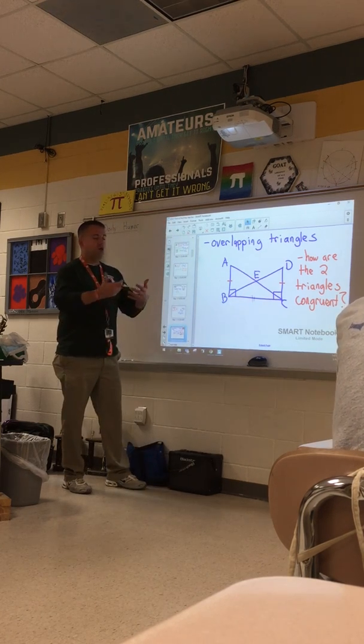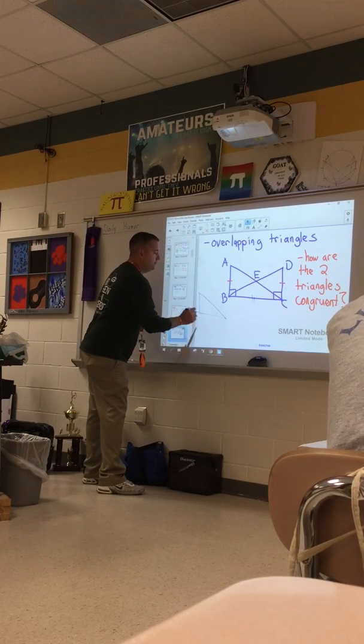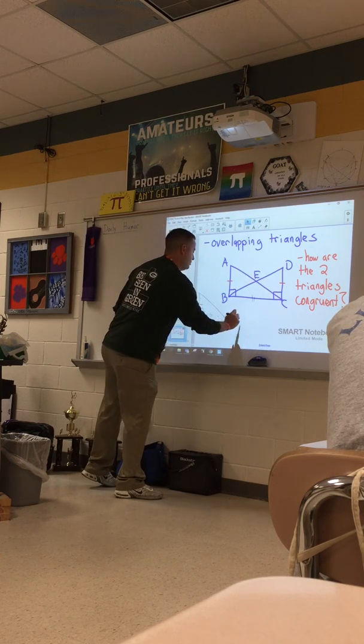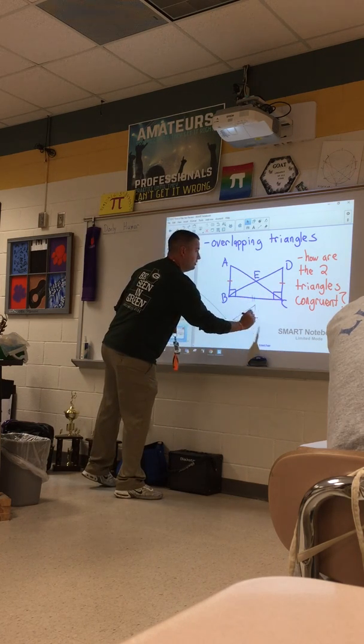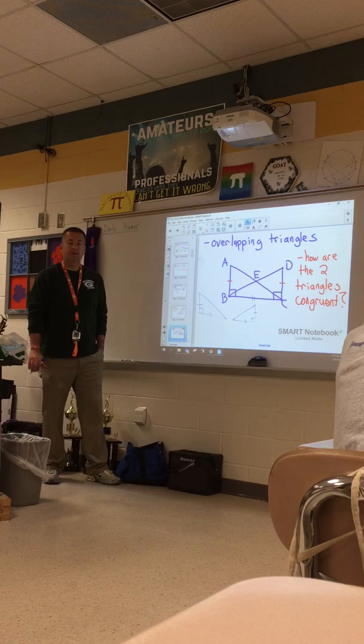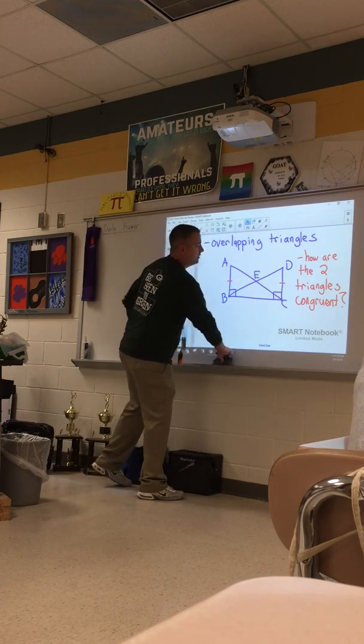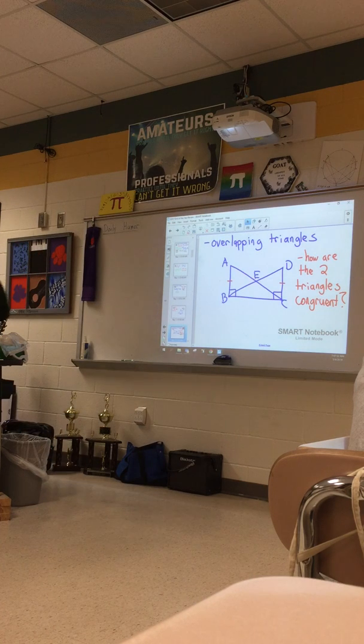Overlapping triangles is always better to separate and redraw these things. So if I redraw the triangle on the left, I've got tick, box, and a double tick. If I redraw the triangle on the right, I have tick, box, double tick. Are those 2 triangles congruent? How? SAS, okay? Redraw overlapping triangles. Okay.